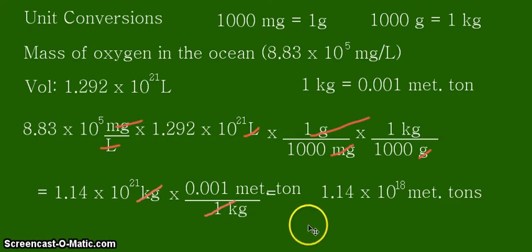Alright, so for this video, we're asked to calculate the mass of the oxygen in the ocean, knowing the concentration of the oxygen and the volume that we have previously calculated in the previous video. And our answer is 1.14 times 10 to the 21 kilograms, and in metric ton unit, that is 1.14 times 10 to the positive 18.